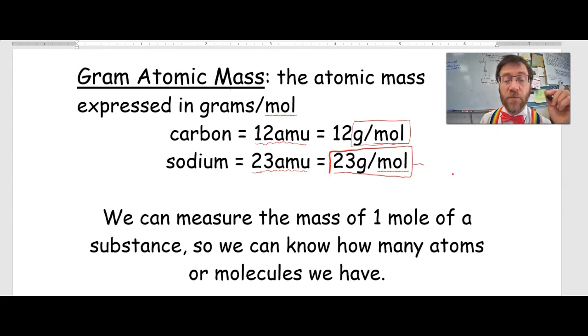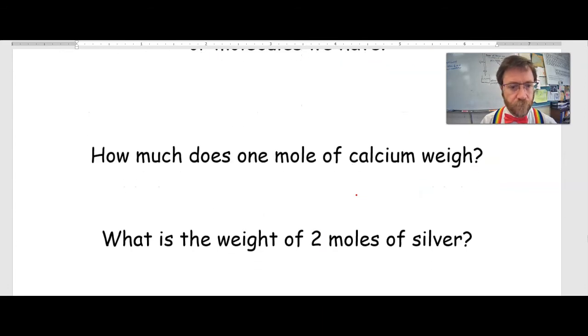So we can measure the mass of 1 mole of a substance so we know how many atoms we have in our beakers and whatnot, so that we can get the proper ratio of atoms and molecules so that when we put them together, we can have the chemical reaction that we actually want because we got the ratios right. You guys get what I'm saying? Look at this conversion. This is a very good conversion. It's a very nice conversion to know.